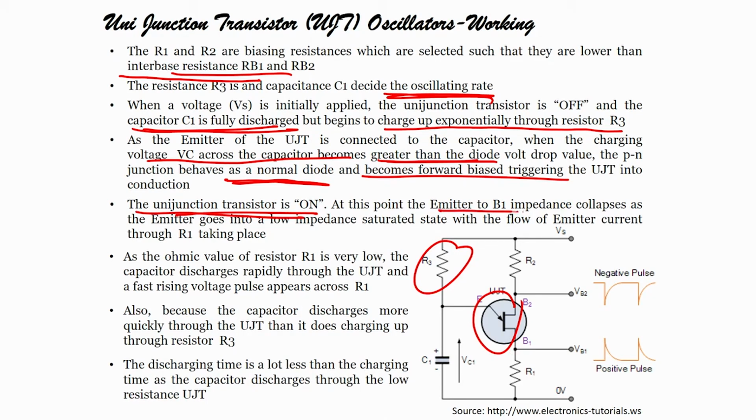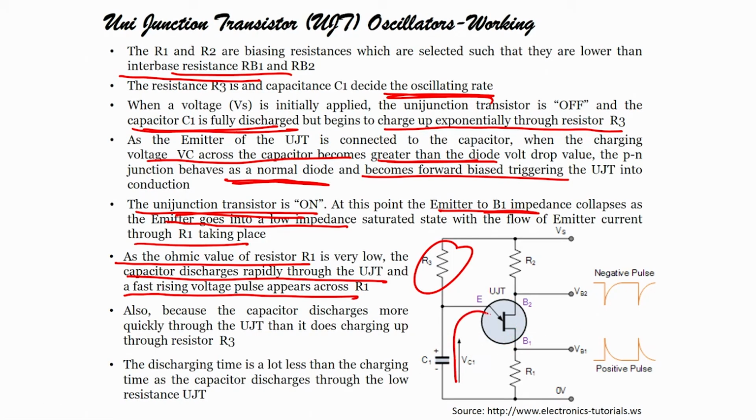At this point, the emitter to B1 impedance collapses and the emitter goes into a low impedance saturation stage, with emitter current flowing through R1. So, as the ohmic value of R1 is very low, the capacitor discharges rapidly through the UJT. When it is conducting, the capacitor quickly discharges through R1, which is the closest path to discharge. If it is not conducting, the capacitor cannot discharge through this path. Now, it is discharging through this path and the resistor R1.